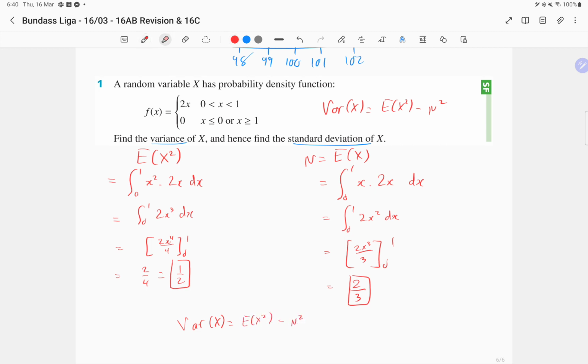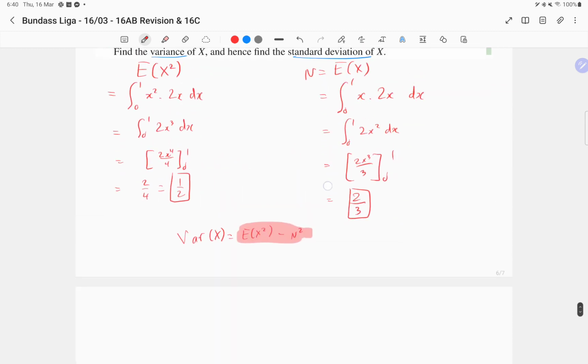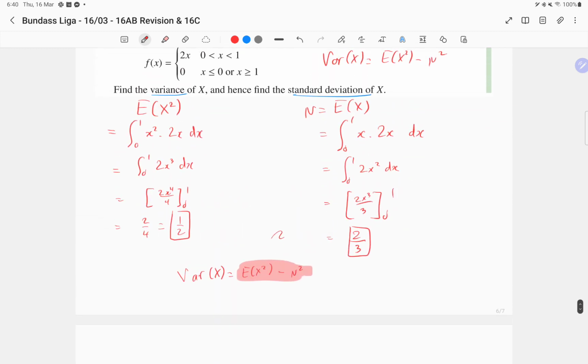Make sure you write the Var(x) formula before you continue putting in the values. Okay? I don't want to see a value straight away. You have to write the formula like 100 more times.